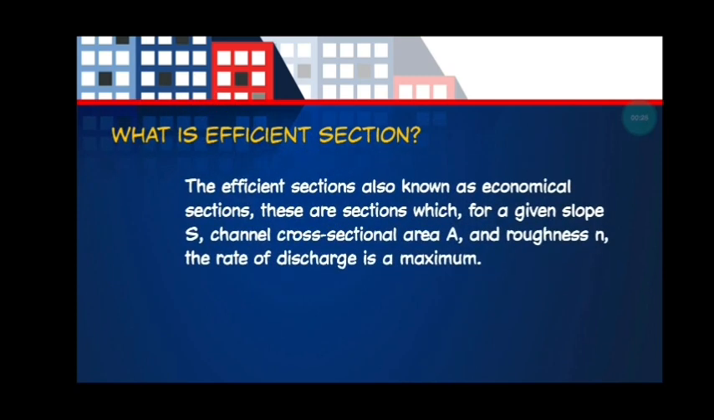During the design stage of an open channel, sectional area, roughness, and slope are given. The objective is to determine the flow velocity, depth, and flow rate. The design of a channel involves selecting the channel shape and bed slope to convey a given flow rate with a given flow depth. The efficient sections, also known as economical sections, are sections which, for a given slope, channel cross-sectional area, and roughness, have the maximum rate of discharge.